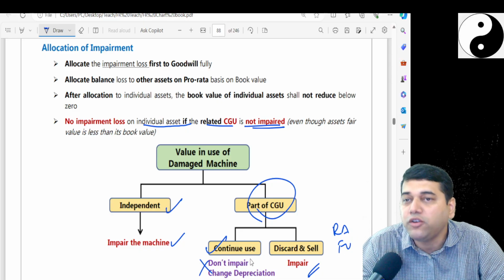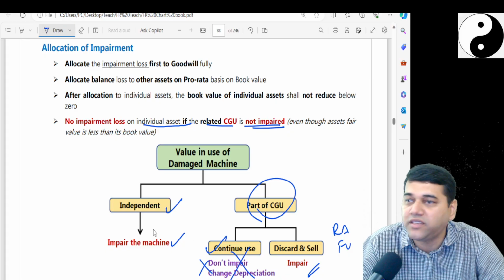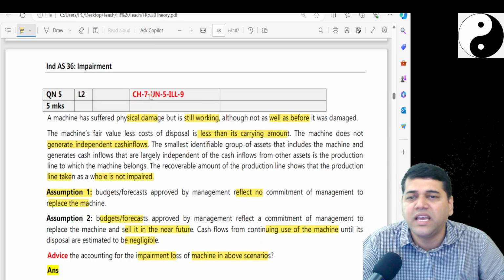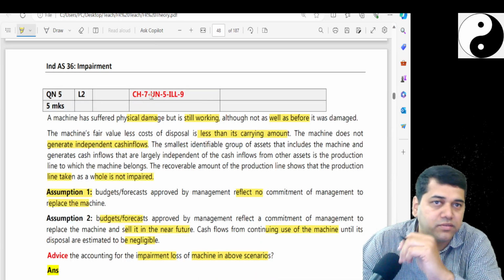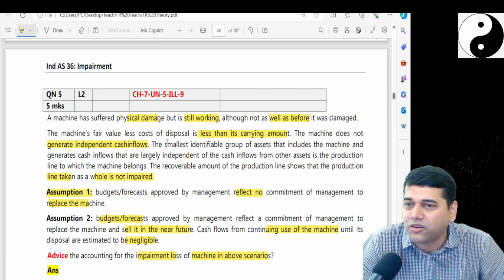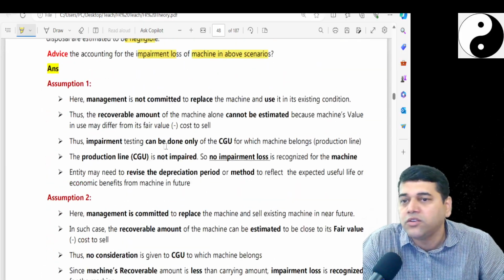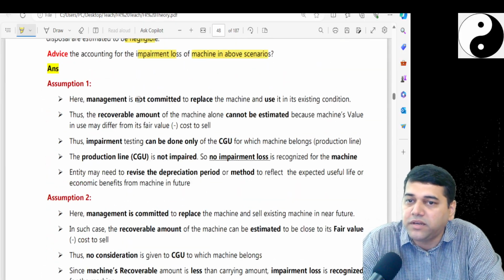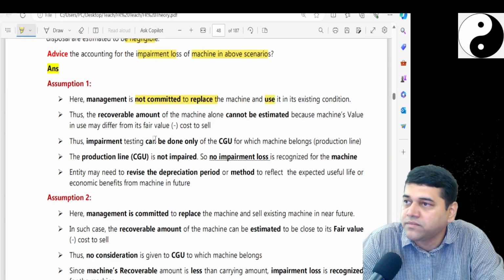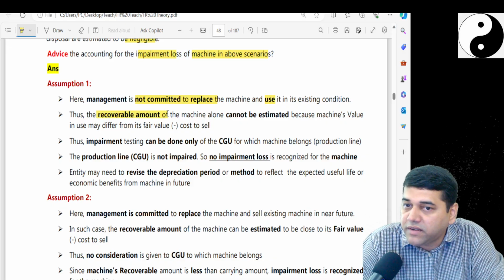But if you plan to continue, then don't impair. This is the theory I told you about, the one theory question discussed at that time. Again, this question never came in your previous syllabus, but anyhow, understand this, very few, 7 or 8 questions are there. So you are going to say that, look, the management is not committed to replace the machine and use it in existing condition. Now can you estimate the recoverable amount?